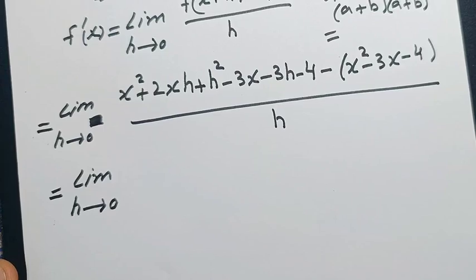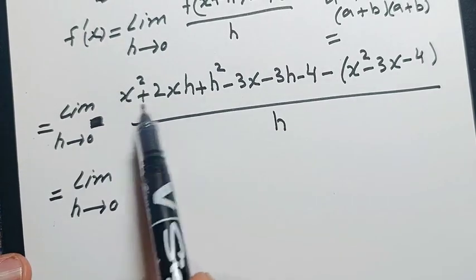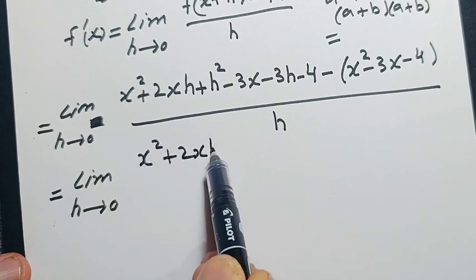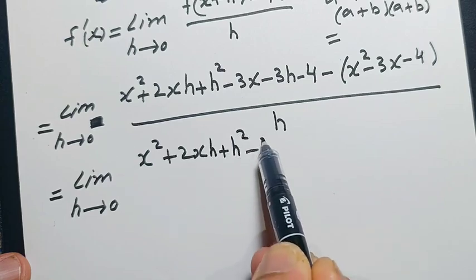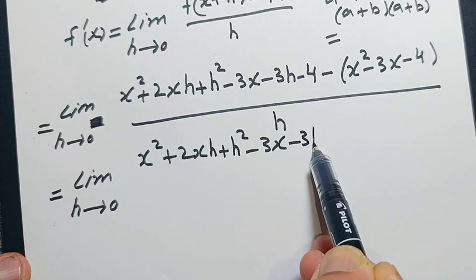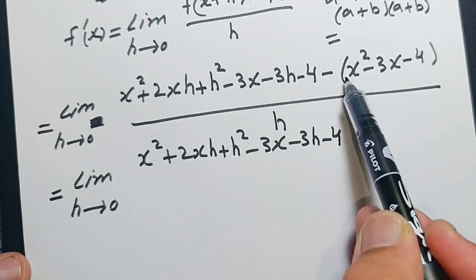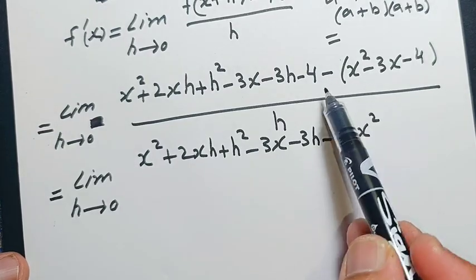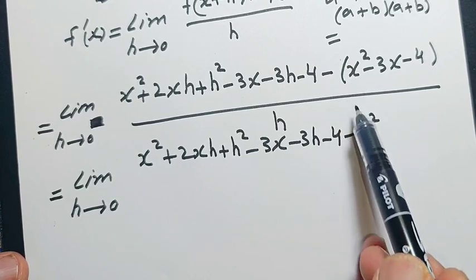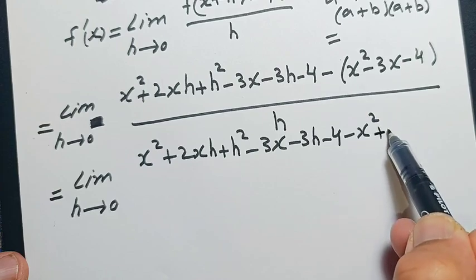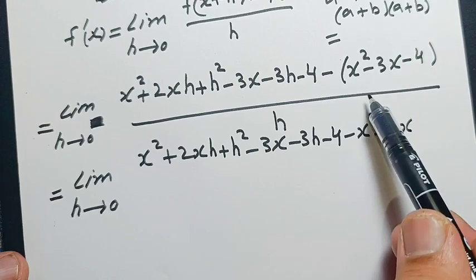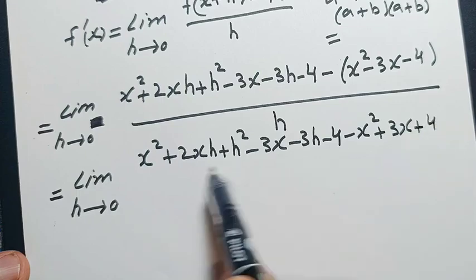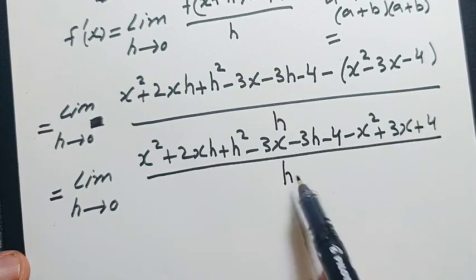Now in the top, I need to simplify. So the x square I leave just like this, 2xh also plus h square minus 3x minus 3h minus 4. This negative must apply inside now. Negative x square, and this negative must go inside now. Negative and positive is negative, negative and negative is positive. 3x, and 2 different signs is negative, same sign is positive, so the positive 4, over h.